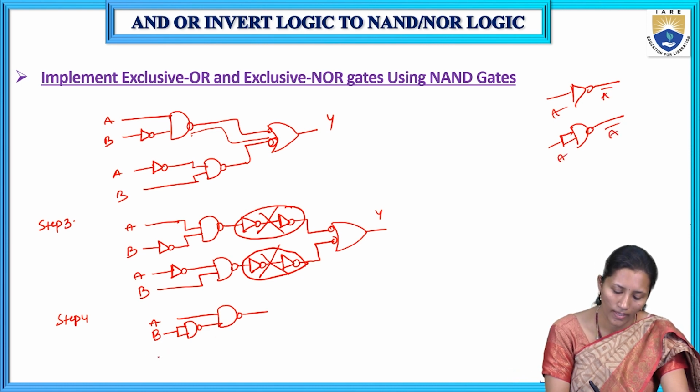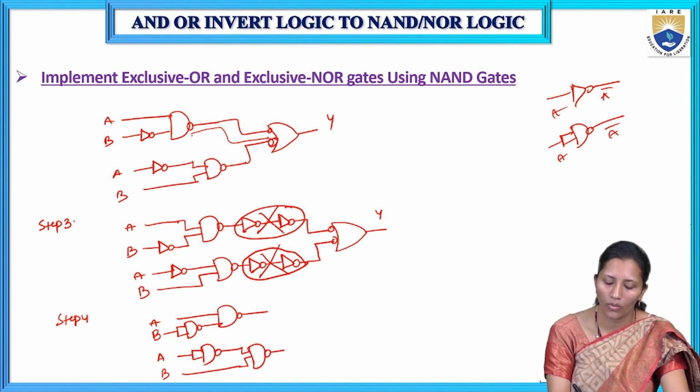Okay. So every gate should be represented in terms of NAND gates only in the NAND realization. So we have two inverters in the same line. We can remove these two inverters, if we have them back to back in the same line. Okay.